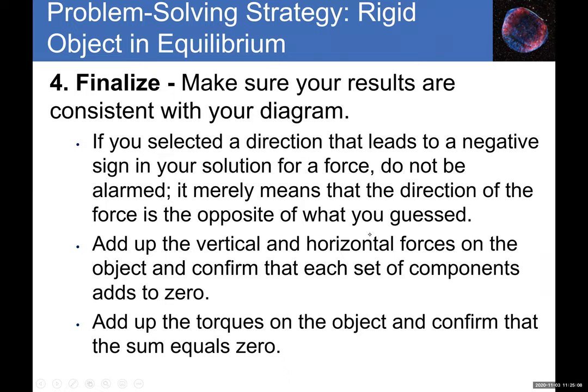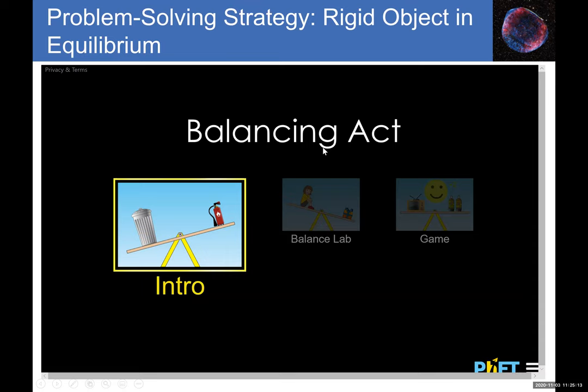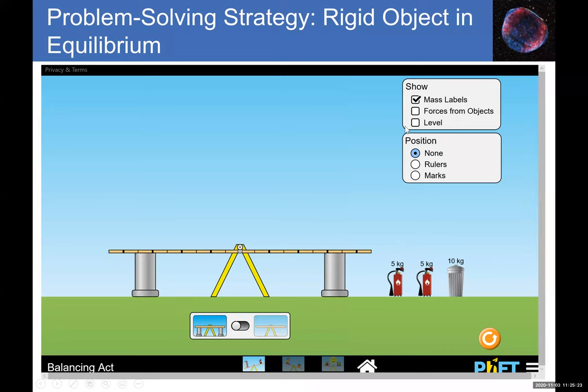All right, so here's what I'm going to try to do. One of the things we're going to do here is a balancing act, and we're also going to look at some examples of that. This is a simulation, so you can practice a little bit. You can do it like this, right?